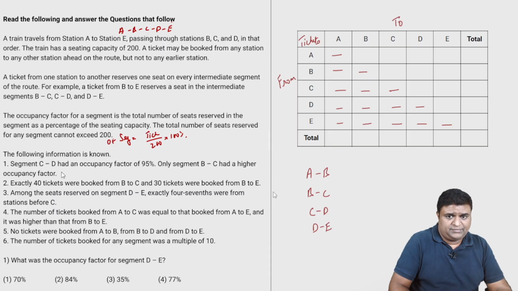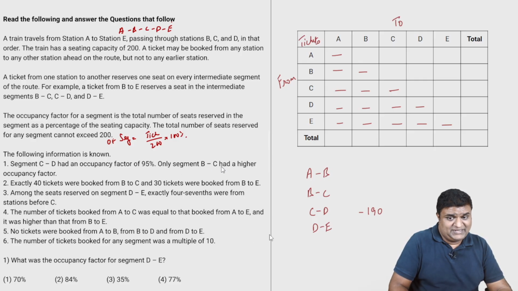What's given over here? CD had an occupancy factor of 95%. So 95% is what? 95% of 200. You can compute 19 by 20 into 200, and that's going to come to 190, right? So 190 were there in the CD category. CD over here was a total of 190. So 190 is what you had over here. Fine.